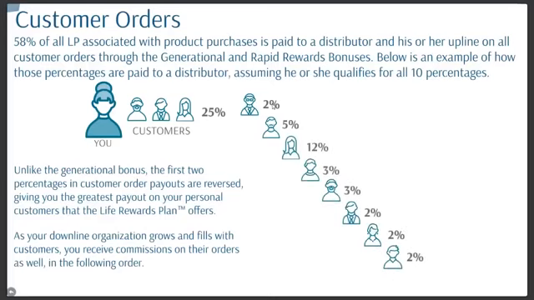So in all these examples, we're going to assume that somebody is a Gold International Diamond or above, and they qualify for all 10 percentages, just to show you that hey, we are actually paying all 58% on every single LP. So for example's sake, we'll say, hey, this person down here that is a distributor on your third level that has customers, you're going to get 12% of the orders done by their customers, for example.